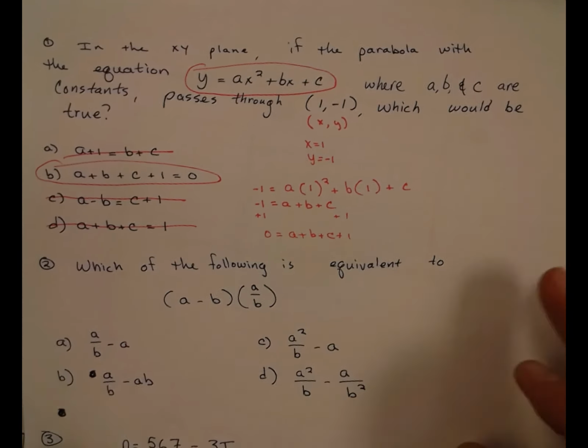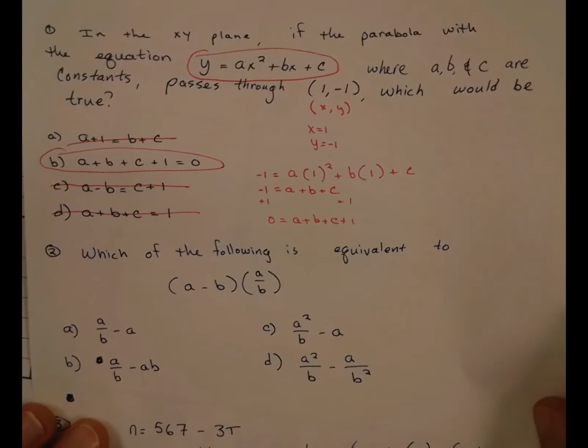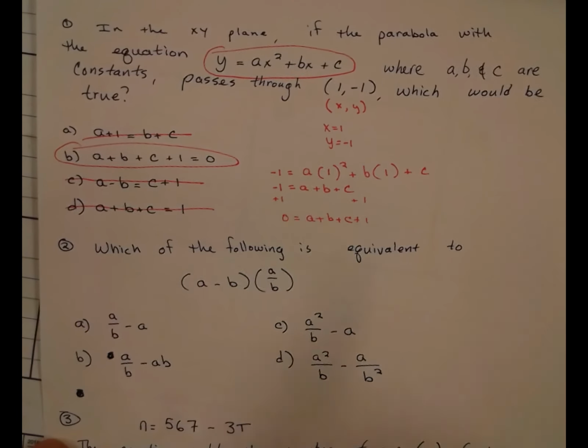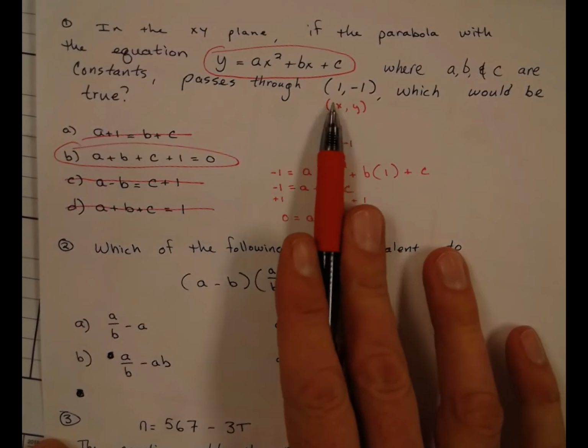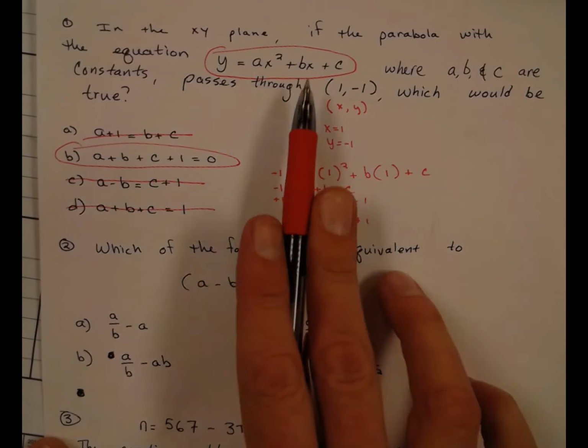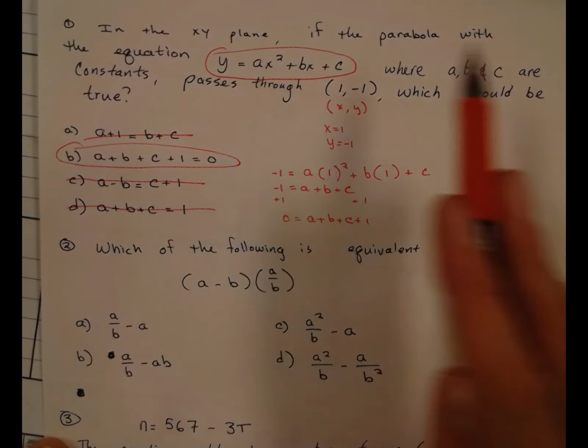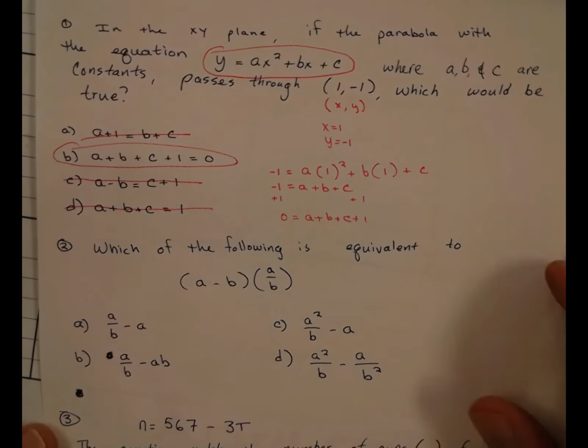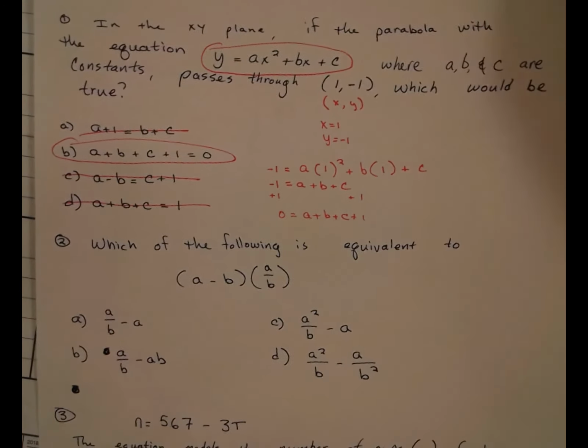There's a problem just like this on the SAT assessment. So just remember that the ordered pair is x comma y, and you can substitute x comma y into whatever expression they give you and simplify it down and see what's what.